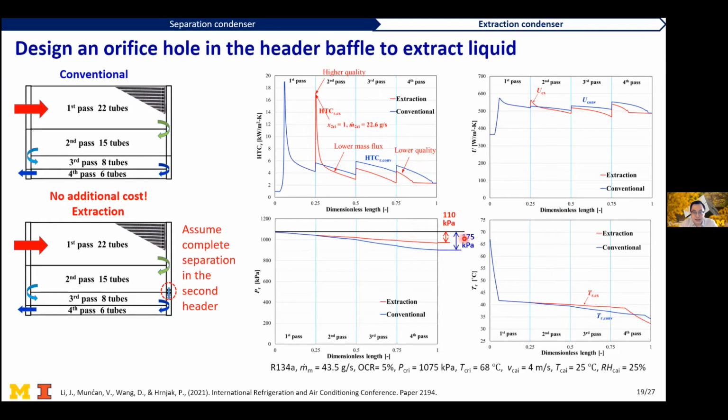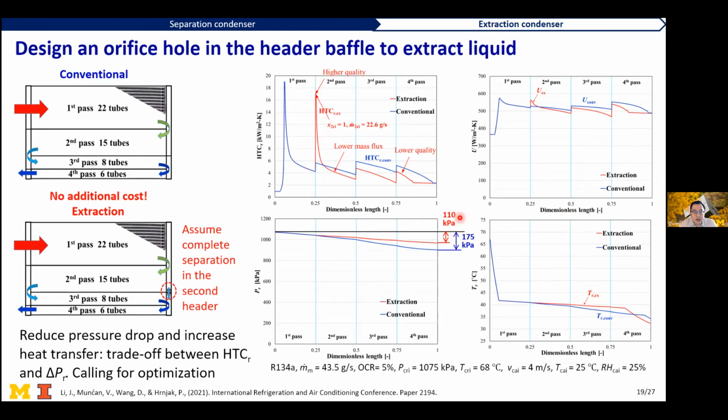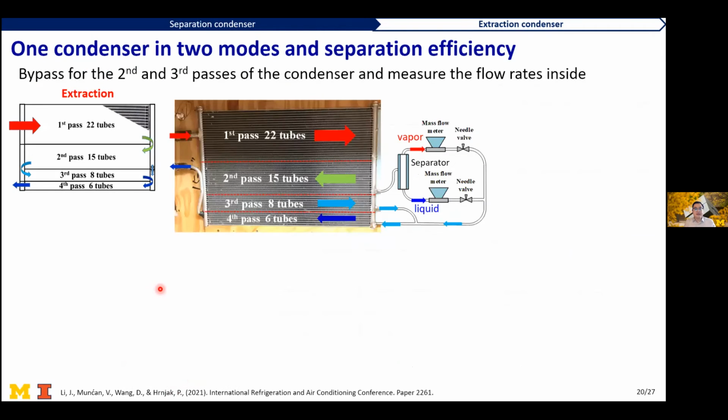So in this case, we can see a dramatic reduction of the refrigerant-side pressure drop, and we can see a trade-off between the HTC and the pressure drop in the condenser, and this calls for optimization of the pass circuitry. But in this work, I will just show you, for a certain pass circuitry, whether there's really some improvement on the condenser based on our experimental results.